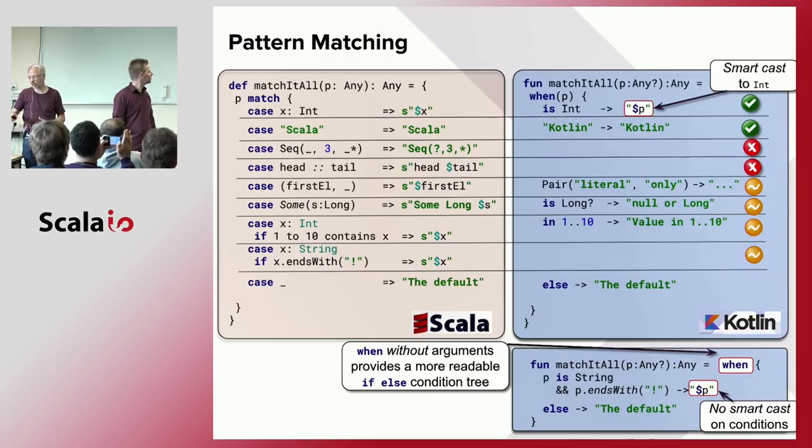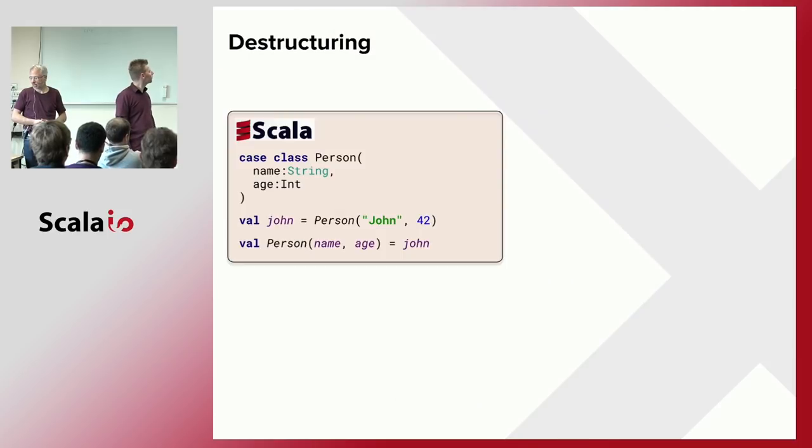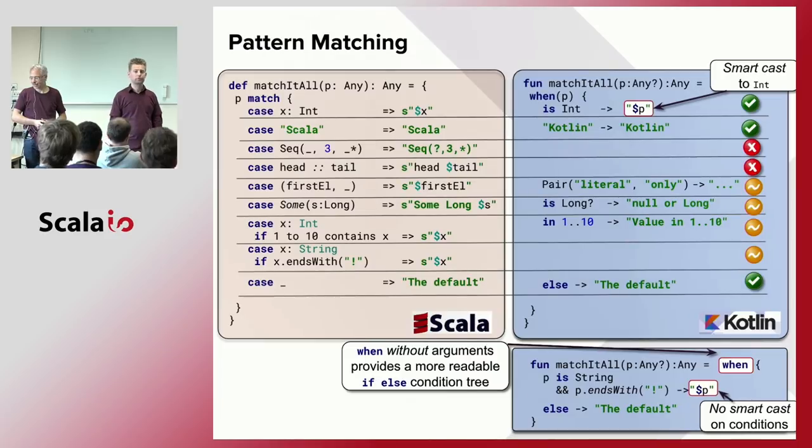On the other hand, the smart cast will not work here, which is a bit of a pity, of course. And of course, you have a default, which shouldn't be very surprising. I said that destructuring doesn't work within a when expression. It's an expression, so it returns. Which doesn't imply that destructuring is not supported at all in Kotlin.